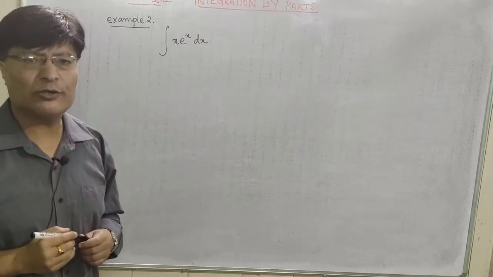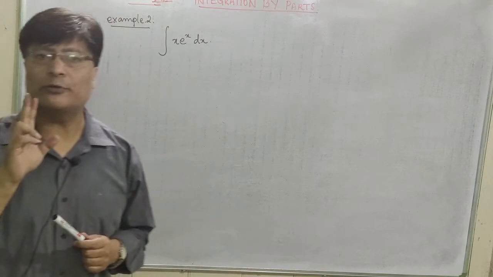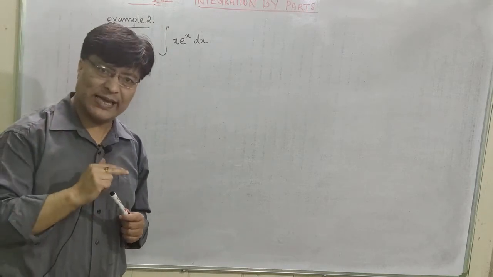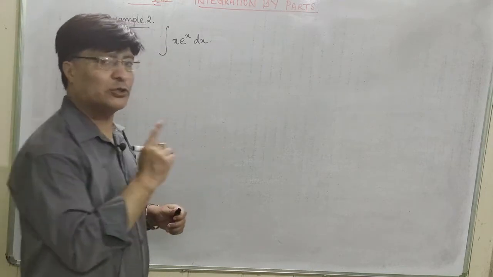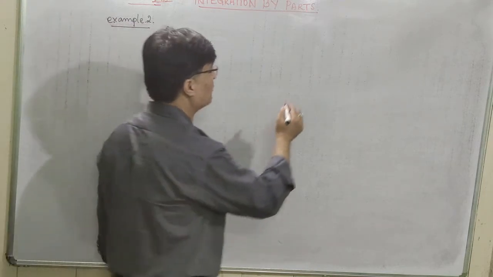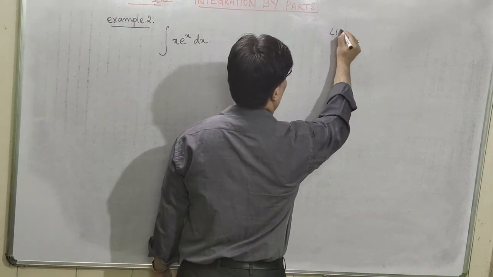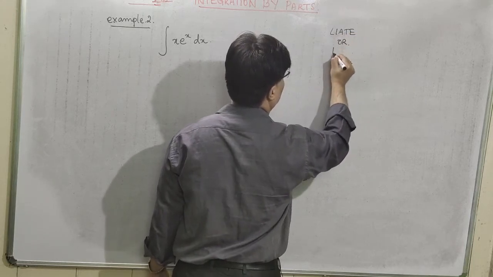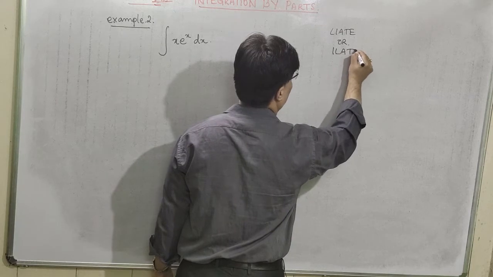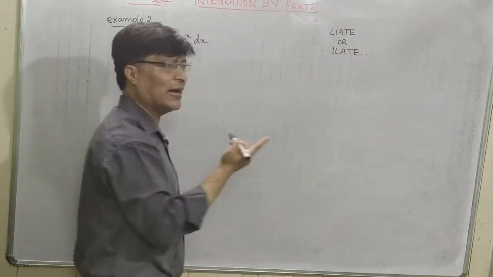This is also the integration of the product of two different functions. One is x and the other one is e to the power x. Which is the first function and which is the second function? You should know this word. You can use either LIET or ISLET.